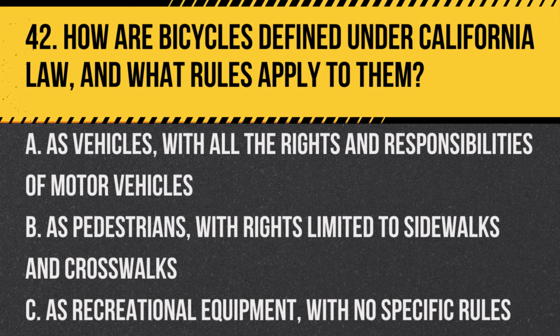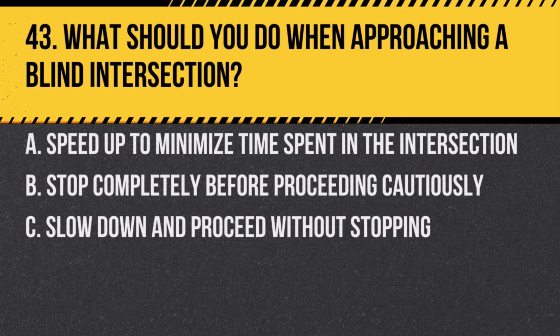Question 42. How are bicycles defined under California law, and what rules apply to them? A. As vehicles, with all the rights and responsibilities of motor vehicles. B. As pedestrians, with rights limited to sidewalks and crosswalks. C. As recreational equipment, with no specific rules. Answer: A. As vehicles, with all the rights and responsibilities of motor vehicles. Bicyclists in California must adhere to the same rules of the road as motor vehicles, including signaling, right-of-way, and stopping at signs/lights.